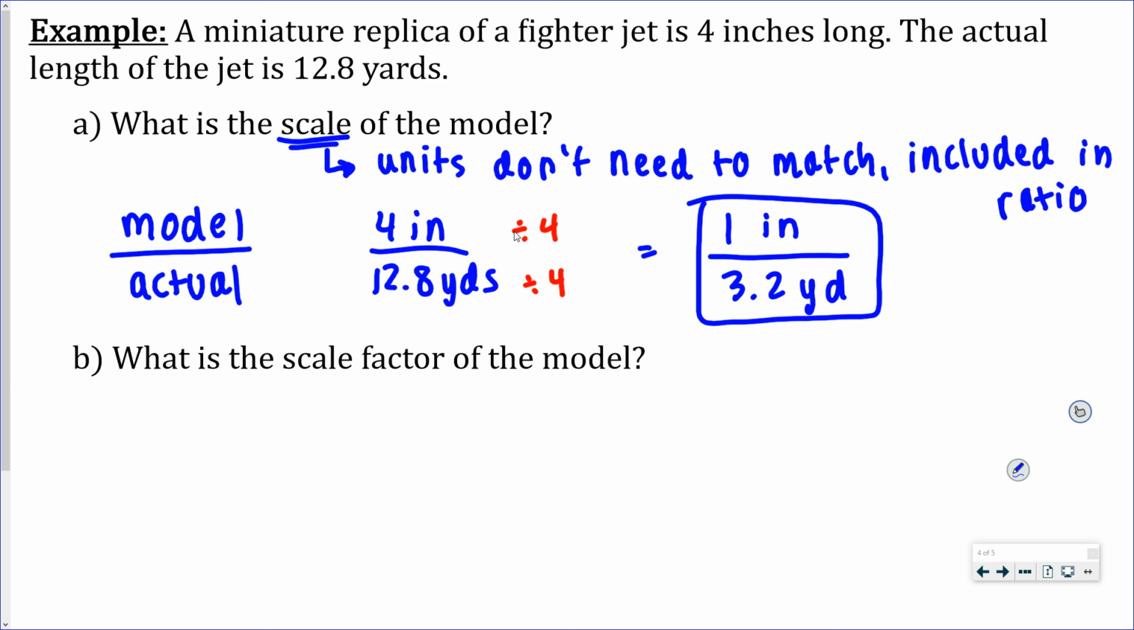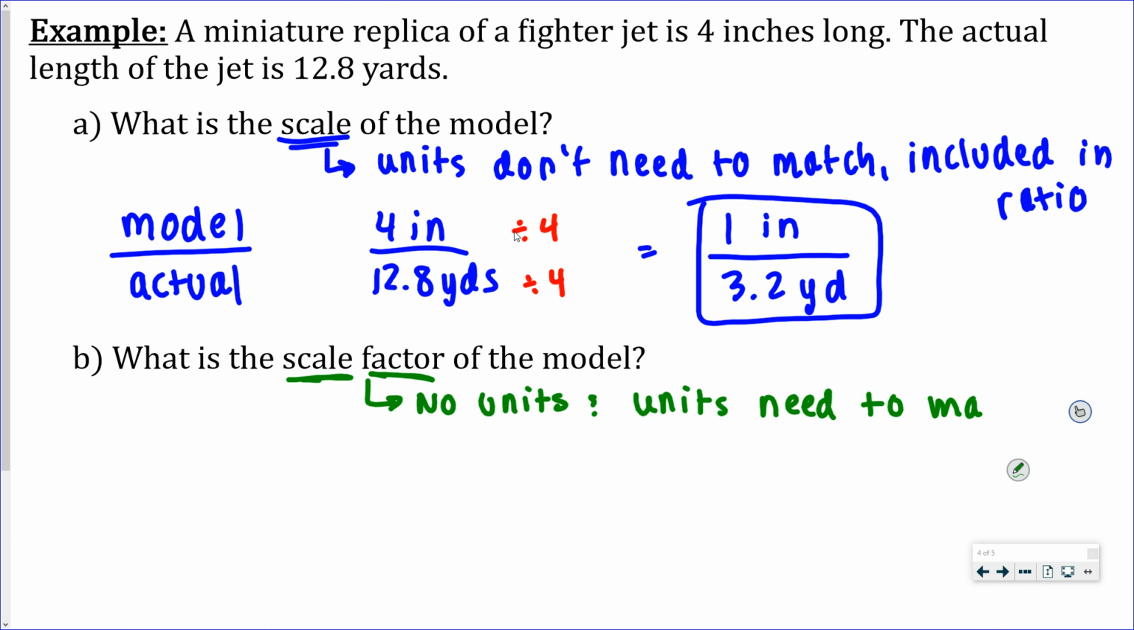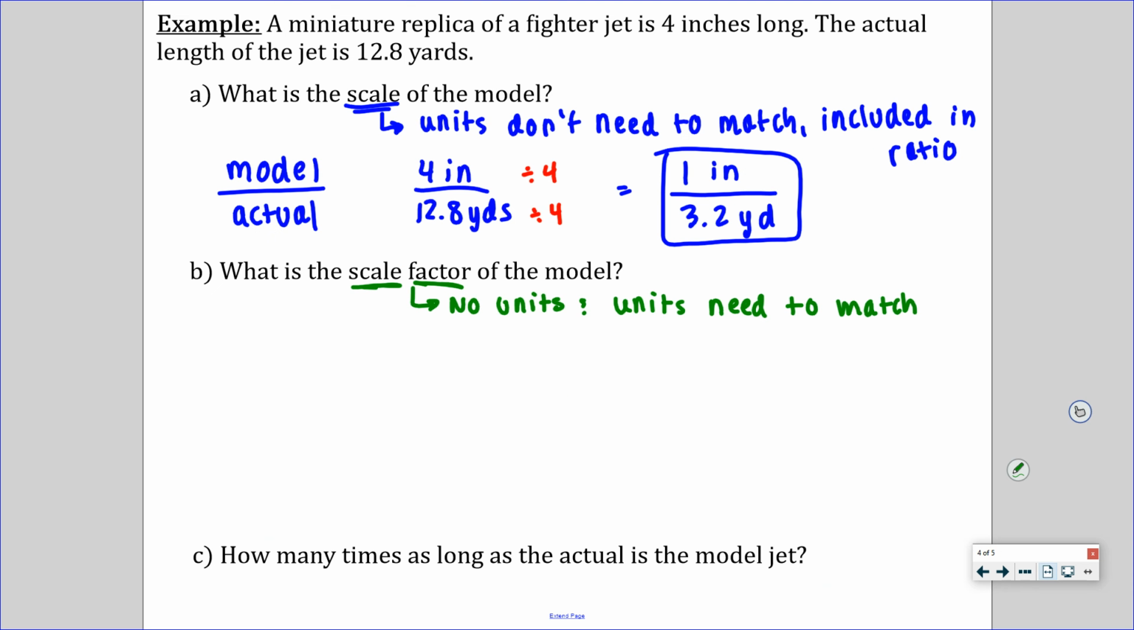So units don't need to match, and we leave them in our answer. Notice how number 2 asks us for a scale factor. Scale factor, that's different. That's my unit list. So no units, only numbers in the ratio, and units need to match, or labels, whatever you want to call them. Now, unfortunately, what I have right now in my scale is inches and yards. Those are not the same units.